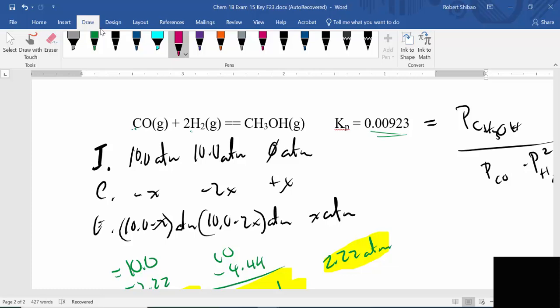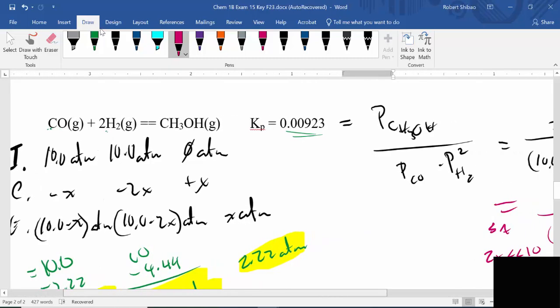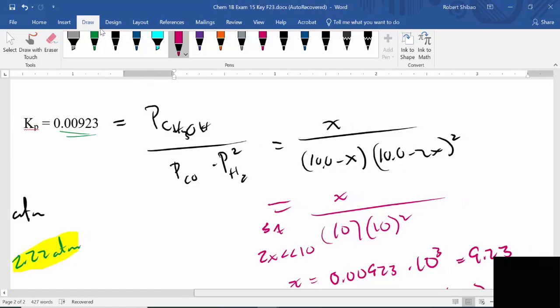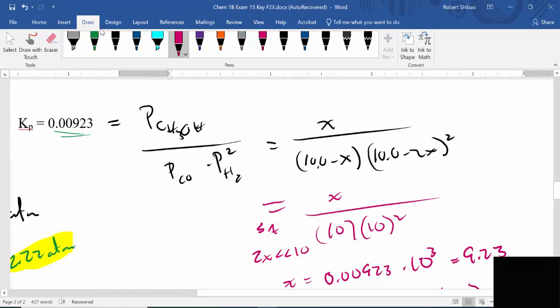All right, so the next step is we'll just generate the ICE table: minus x, minus 2x, plus x. So we get 10 minus x, 10 minus 2x, and then x. And then we solve for x by plugging into the Kp expression here. This is all in atmospheres. It could also be in bars, but this one was done in atmospheres. So we end up with this, and this turns out to be a cubic.